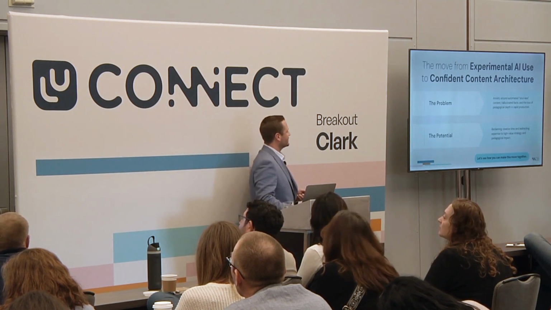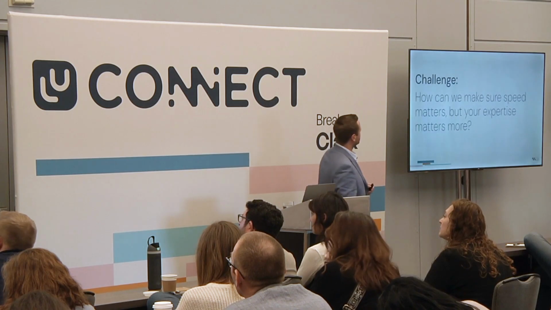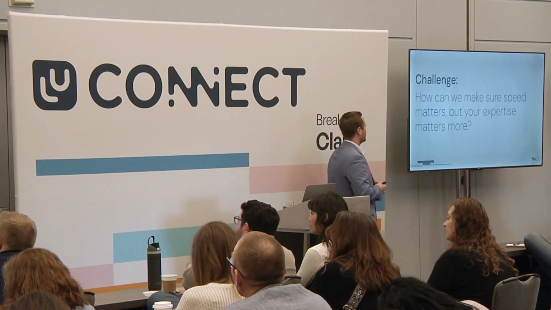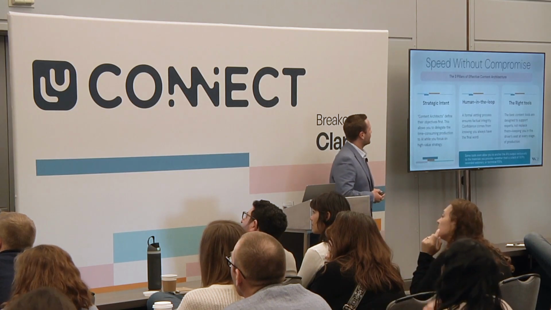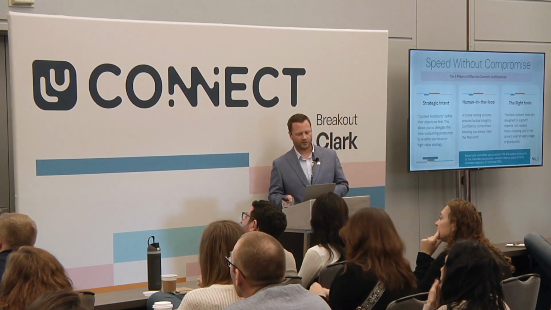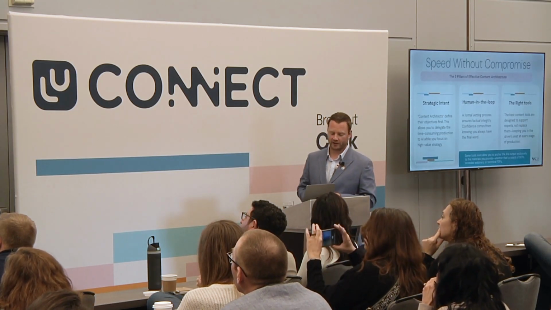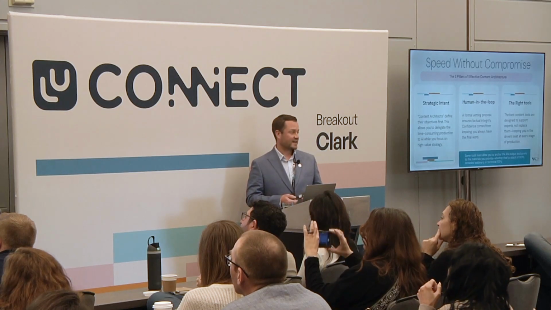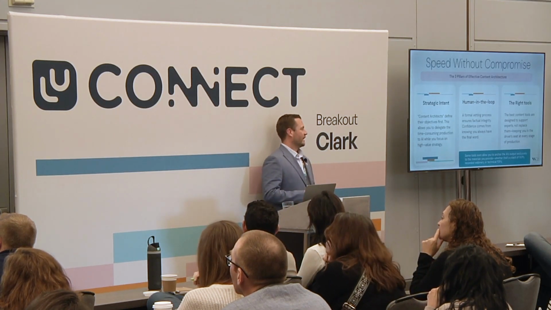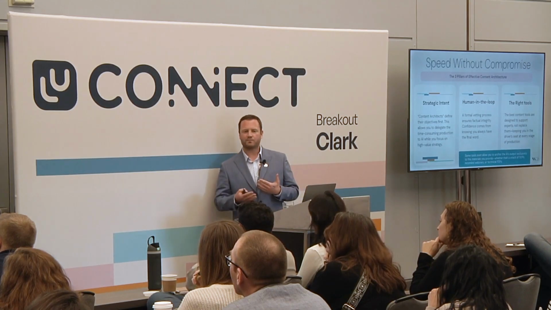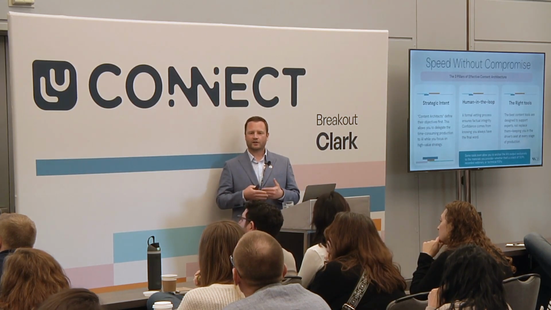So how can we make this together? We're going to go through the challenge, yeah. How can we make sure speed matters, but your expertise matters more? And I think breaking it down into speed without compromise. So what are the three things or three pillars that you'd look at? Strategic intent. Content architects define their objectives first. And this is probably common anyway. You're not coming in at a cold start.